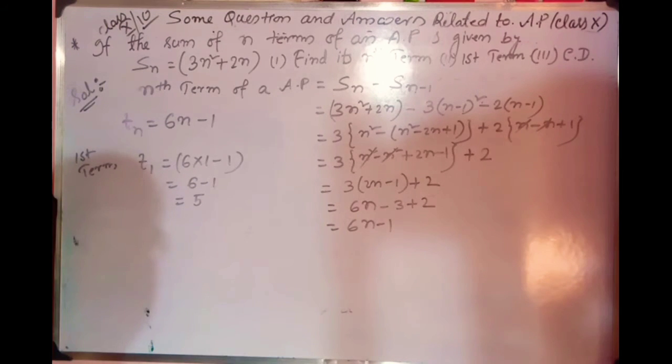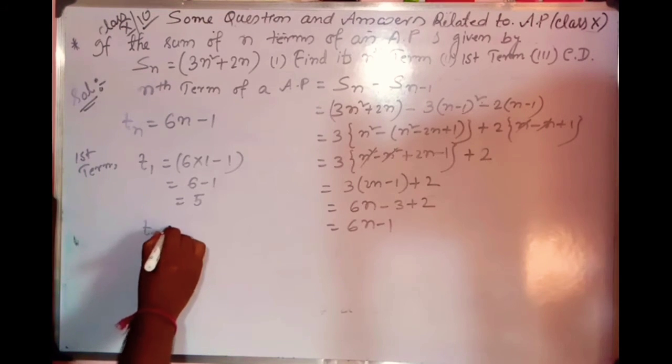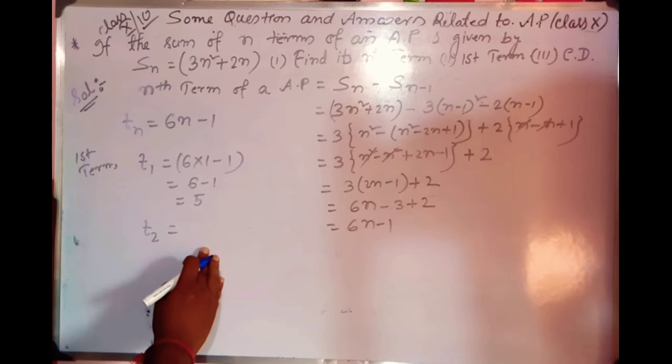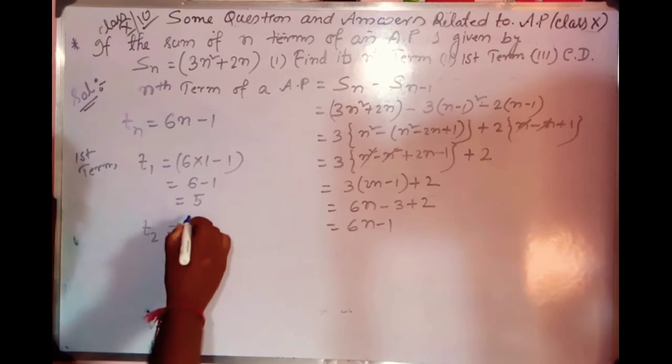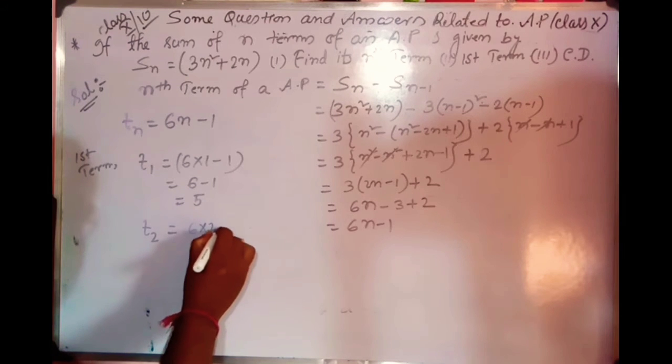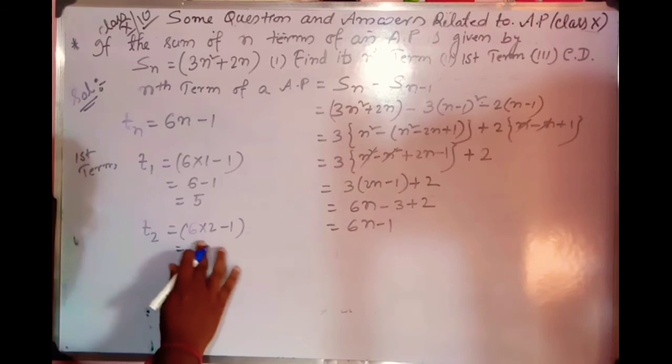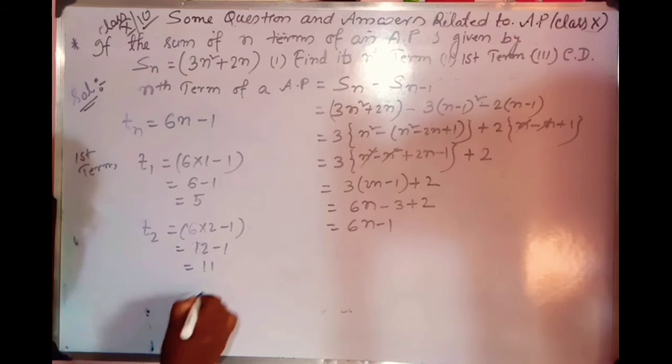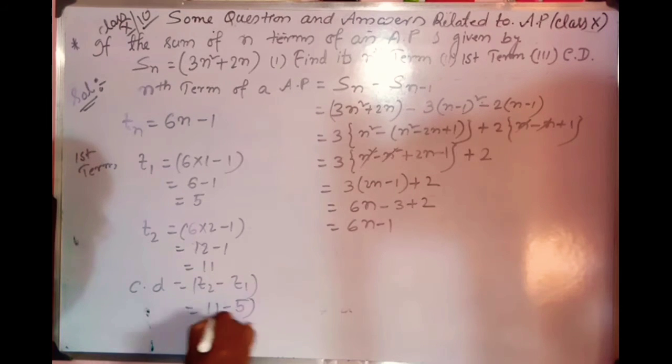Next, common difference. T2 is equal to 6 into 2 minus 1, 12 minus 1, that is 11. So common difference is equal to T2 minus T1, 11 minus 5, that is 6. Okay. Next, move to another question.